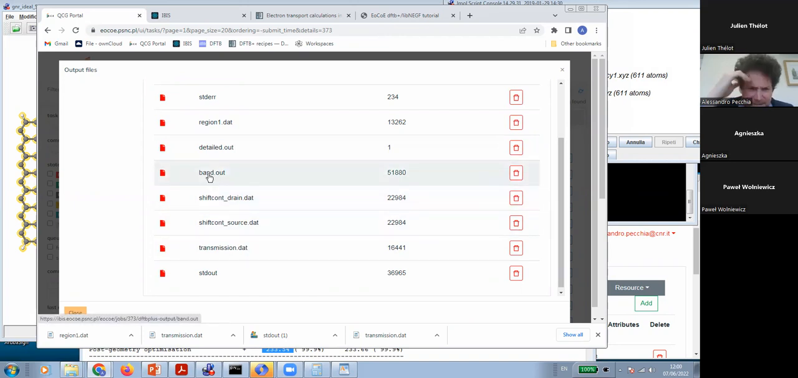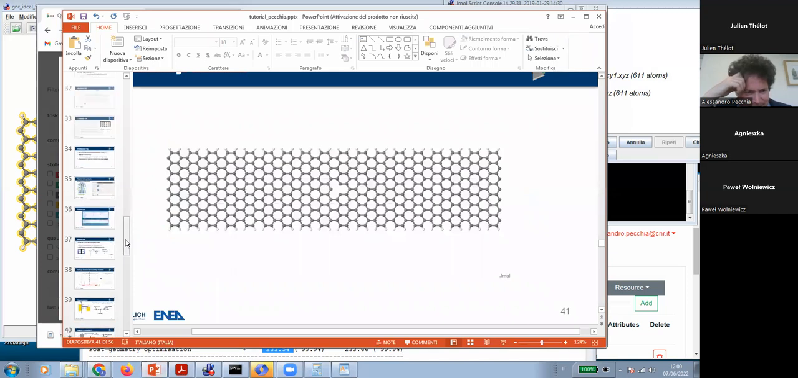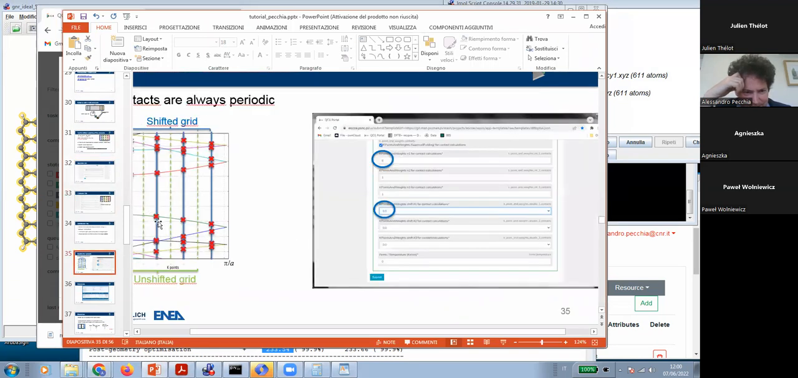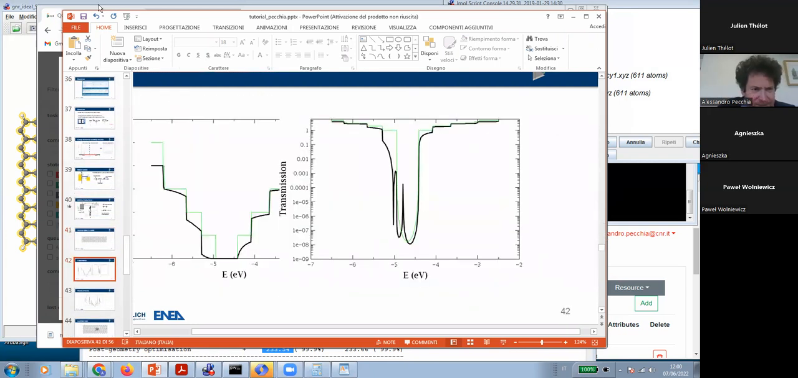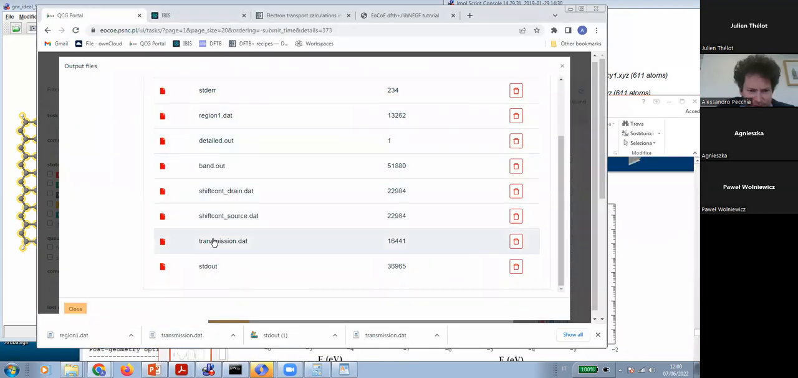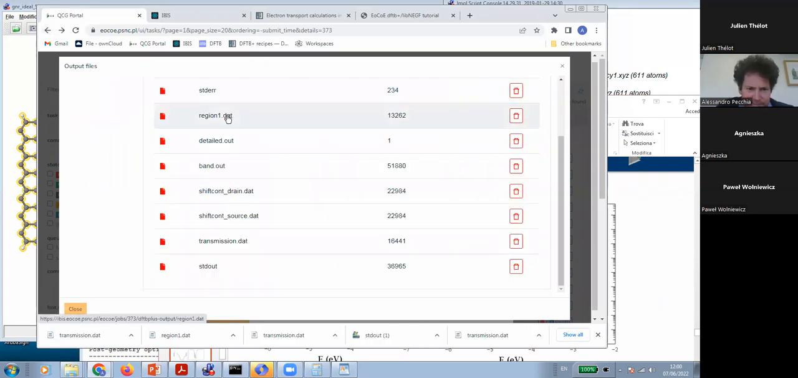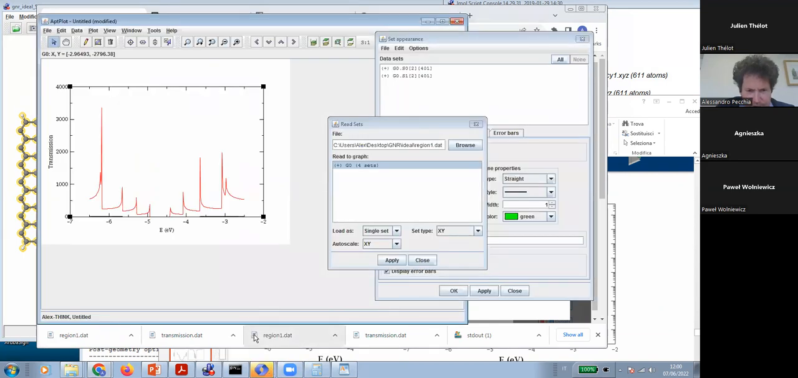Band.out is the result of the band calculation of the bulk of the contact. But it's not a beautiful band structure because we only have 4 points. So if you look at band.out, you will see basically these 4 points of this contact calculation, 1, 2, 3, 4. If you want a nice band structure, you need to put a lot more k-points. So if you download, for instance, the transmission, and if you download the density of states, we can put them together.